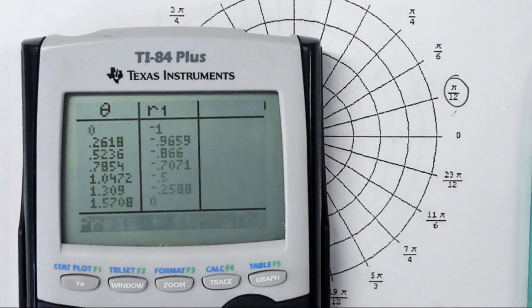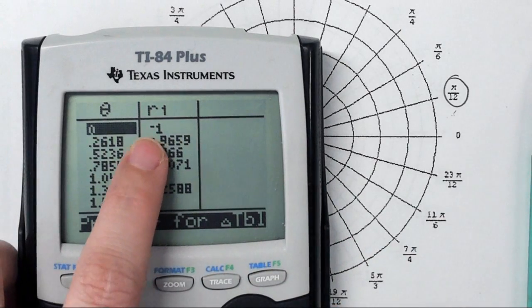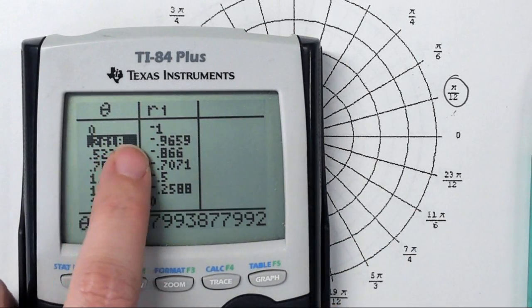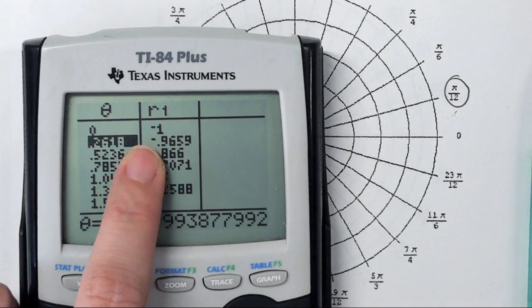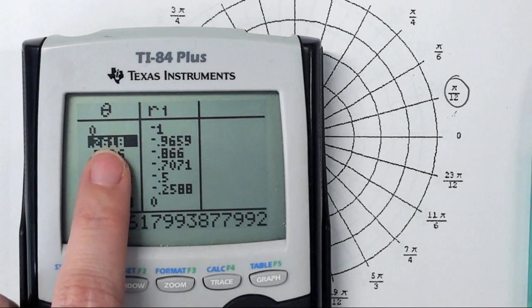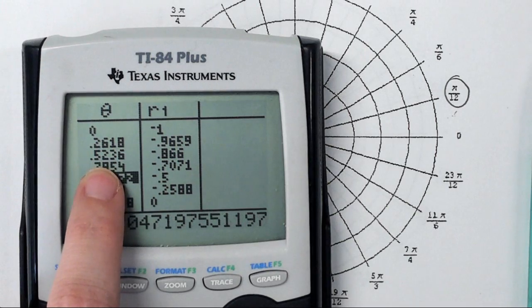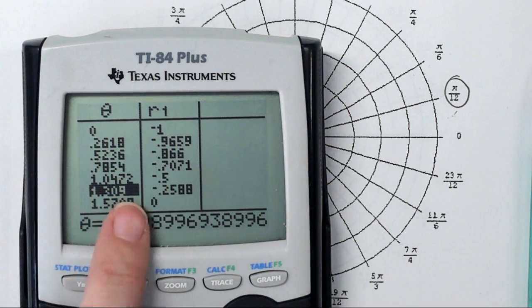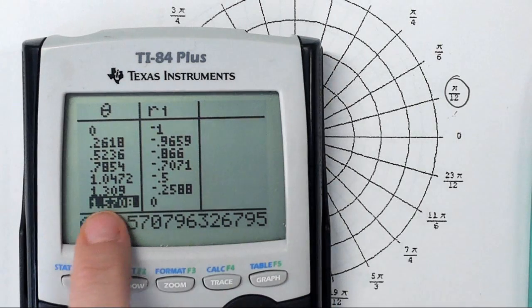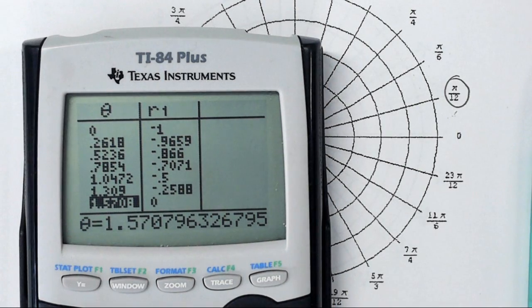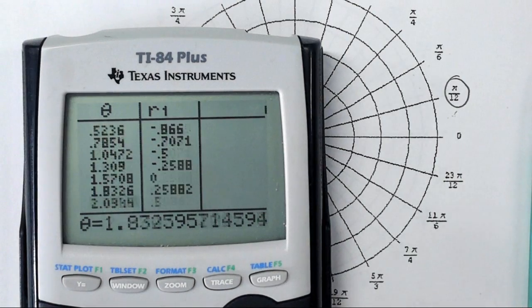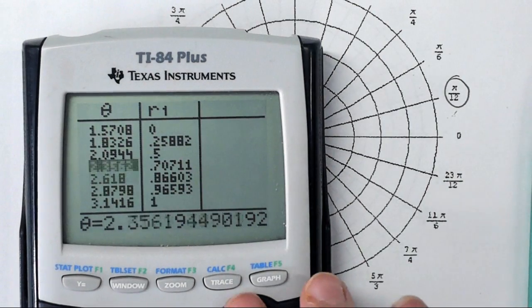So if I go to my table, we've already done the first one, 0, negative 1. We didn't do pi over 12 because that wasn't an exact value on the unit circle. But then look, here's pi over 6, pi over 4, pi over 3. The next one's 5 pi over 12. And then we're back here. We should recognize 1.57 is what? Pi over 2. Yeah, it's pi over 2. Okay, so I'm just going to scroll up a little bit. So that's pi over 2.